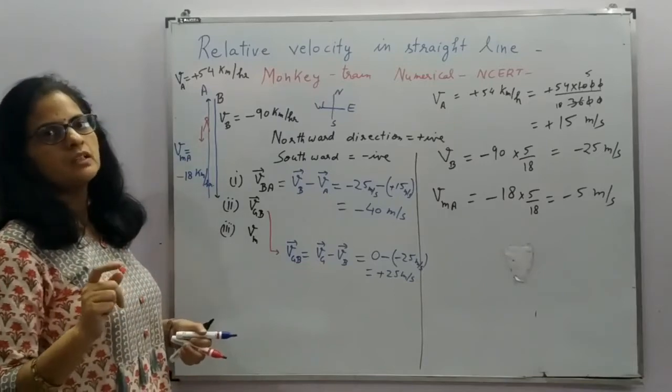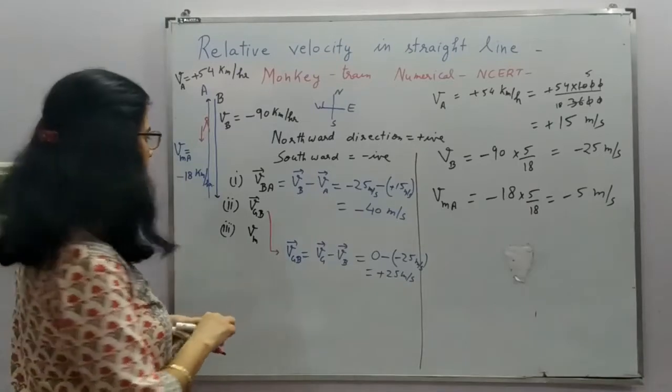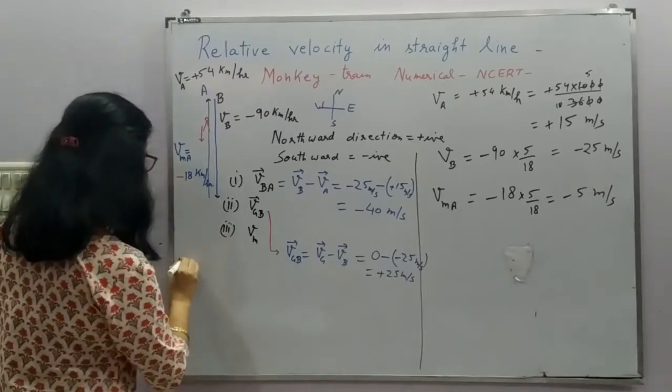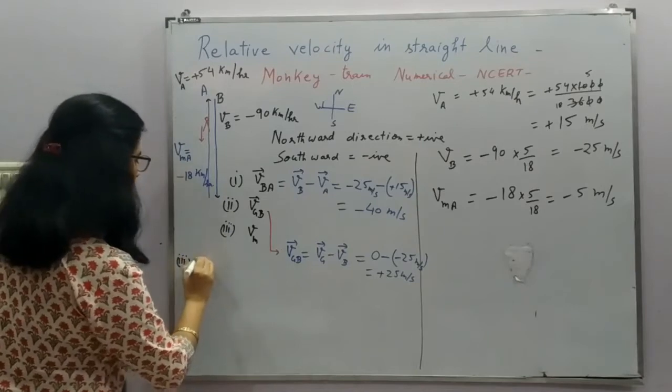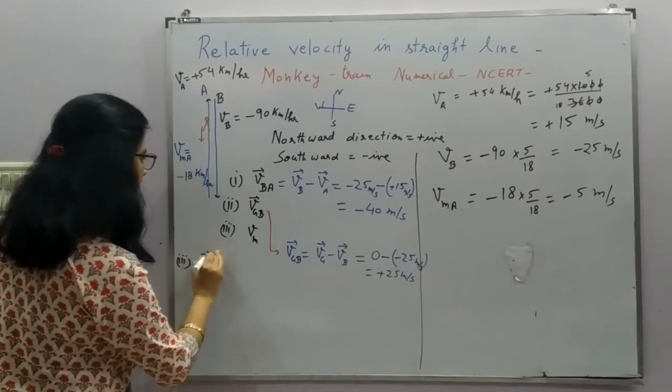And if this is clear, you will be able to solve many more numericals on relative velocity. So let's take the third part. Third part I'll solve here. I have to find Vm, right?